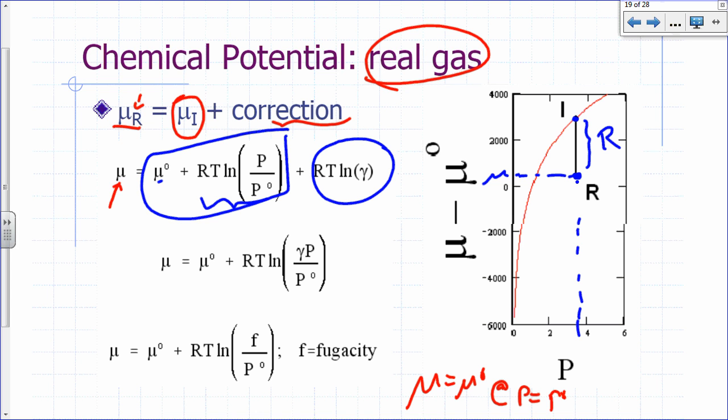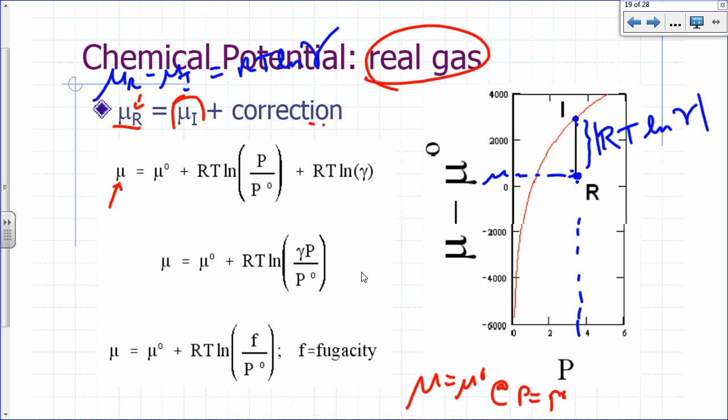So this difference here is going to be the difference between the ideal and the real. So it's real minus ideal. So mu r minus mu I is RT ln gamma. Actually, this is ideal minus real, so the absolute value of this is RT ln gamma. If you do real minus ideal, that would be a negative number. Okay, so we can simplify this. We can combine the log terms.